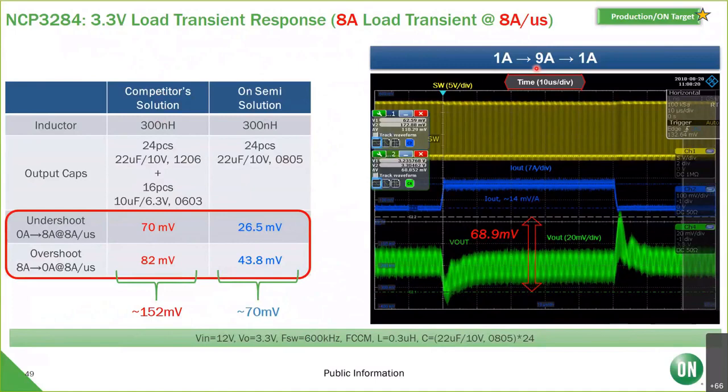Well, it's not really emulating. We actually did a screen capture, but we go from a 1 amp load, we step to a 9 amp load, and then we step back to a 1 amp load. And we measure the V out transient. So for the competition, that transient's more about 150 millivolts, and for our device, it's closer to 70 millivolts. So definitely really good performance for the transients, and that's important for products in your power tree. For products downstream, you don't want one load to affect an adjacent load that's on the same rail.